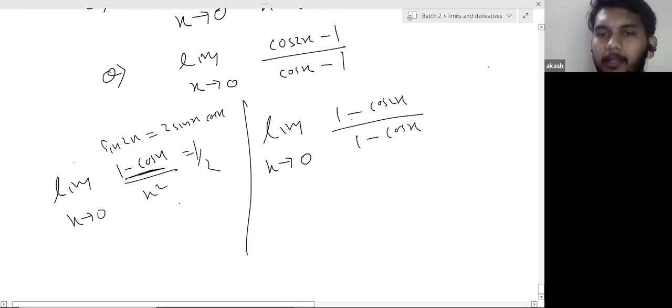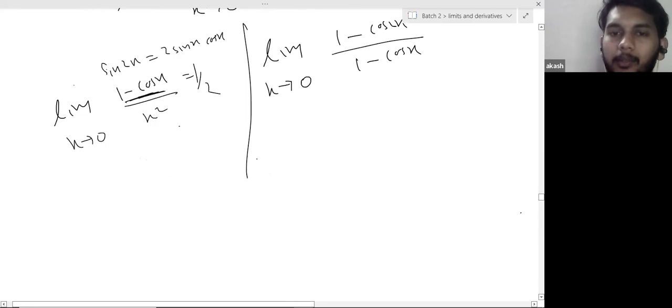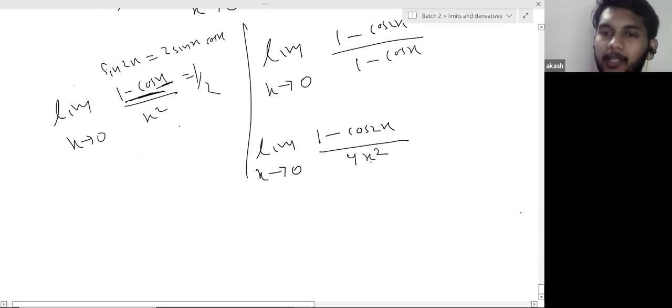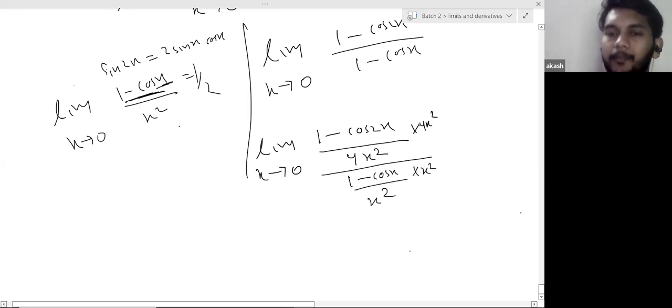So one thing is clear here. 1 minus cos x I already got. Now again, limit x tending to 0, 1 minus cos x. Now for me to use that formula here, I need to divide by this angle square, right? So 2x square, that means 4x square. But if I divide by 4x square, I need to multiply by 4x square also. Whole divided by 1 minus cos x. Here also I need to divide by x square, multiply by x square.